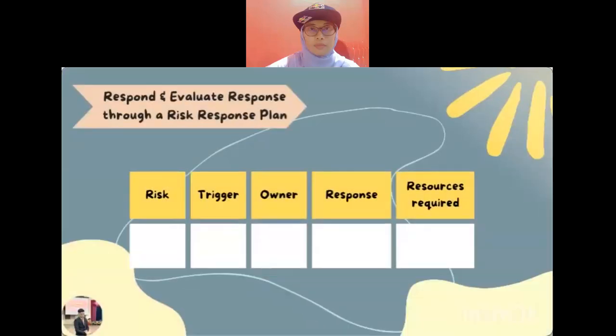An example of the risk response plan has 5 main components inside it: risk, trigger, owner, response, and resource required. A trigger flags that the risk has occurred. An owner of the risk is the person or group responsible for monitoring the risk and ensuring that the appropriate risk response is carried out. A response is based on one of the 4 basic risk strategies, and the adequate resources are the resources that are needed in order to mitigate the risk.